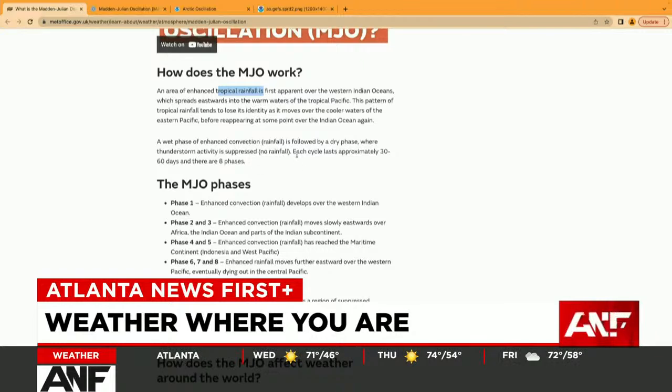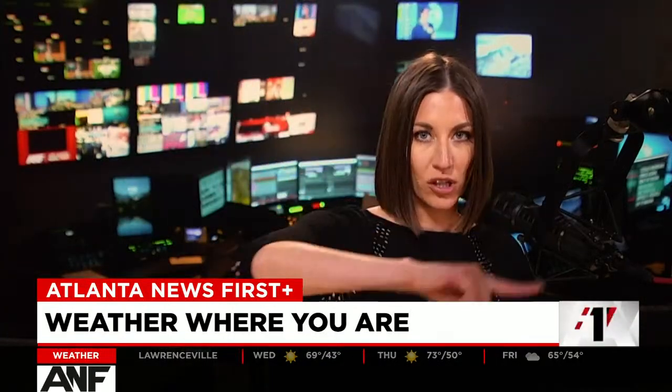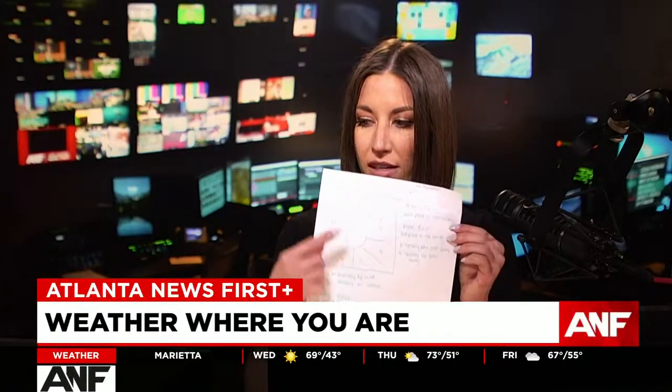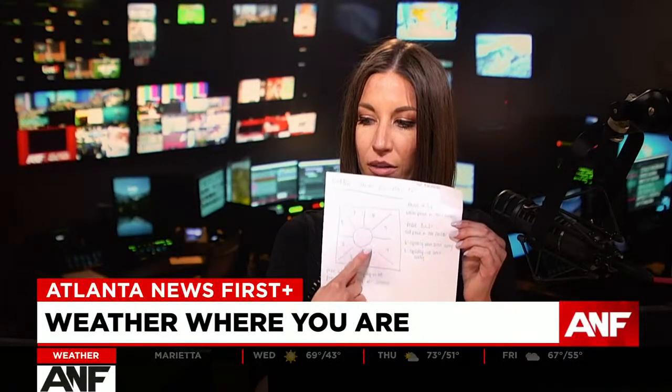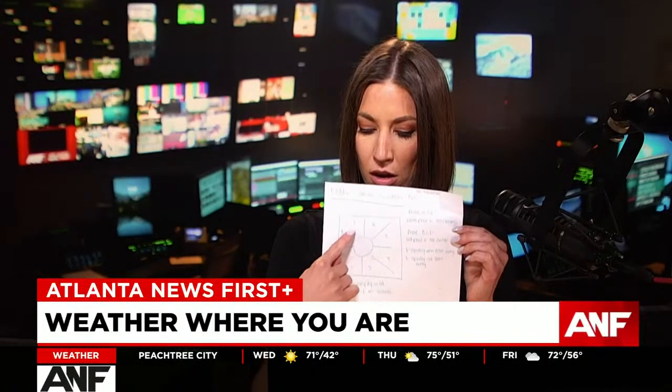Basically, each cycle, which is an enhanced convection, which is like more rain, followed by a dry phase, which is no rain. That cycle lasts about 30 to 60 days, and there's 8 phases of that cycle. So the cycle kind of goes in a circle, and there's 8 phases. Look, I literally keep this at my desk. I use this for forecasting. So here's the phase, here's the circle, right? And then here the boxes are all of your phases, 1 through 8.